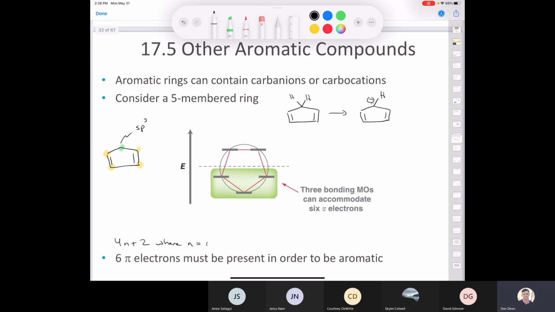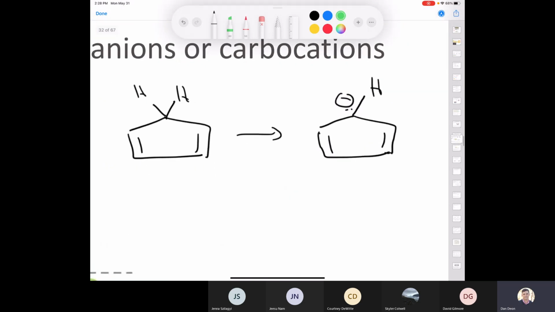What's going to happen is that instead of this carbon being sp3 hybridized, it's going to adopt sp2 hybridization. Now, why would it do that? Why would this become sp2 hybridized? The reason why is because if that carbon is sp2, that means it's got an unhybridized p orbital on it. This one does, this one does, this one does, and this one does.